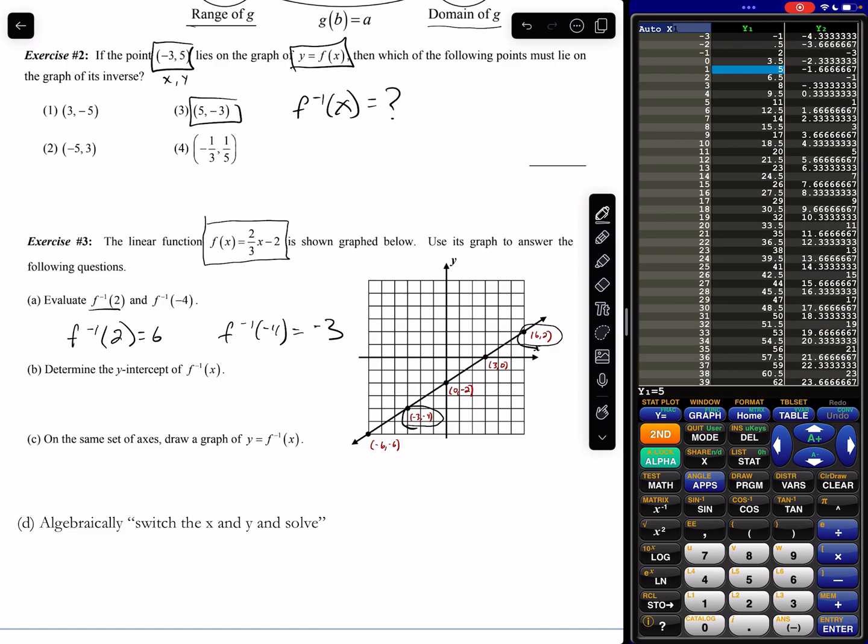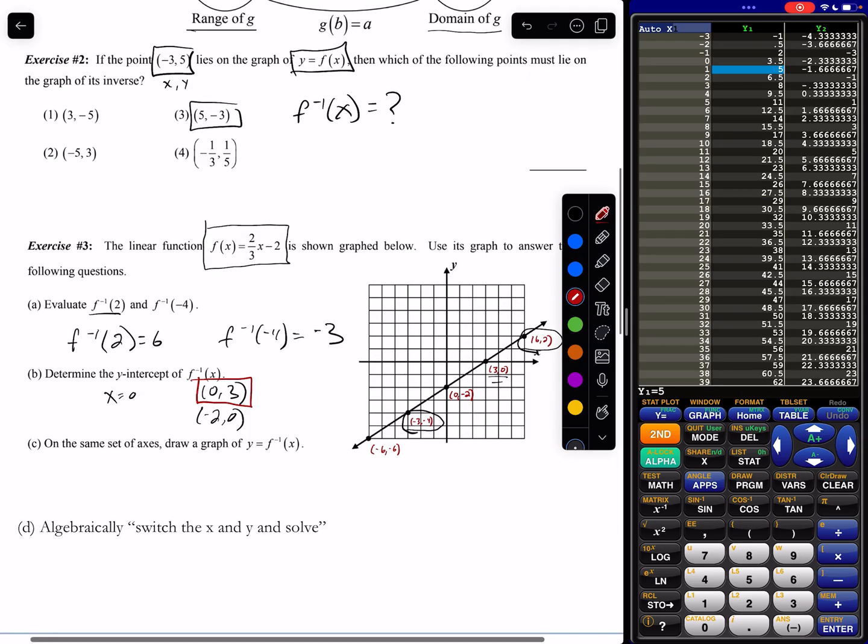So you want to determine the y-intercept of f inverse of x, and the y-intercept is where x is equal to 0, right? So if we're looking for the y-intercept, if we switch these around, the point -2, 0 is an interesting point, and if I switch this around, we're going to get 0, 3. All right, so the y-intercept of the inverse function is going to be this point right here. So now let's take a look at what it looks like on the same set of axes.